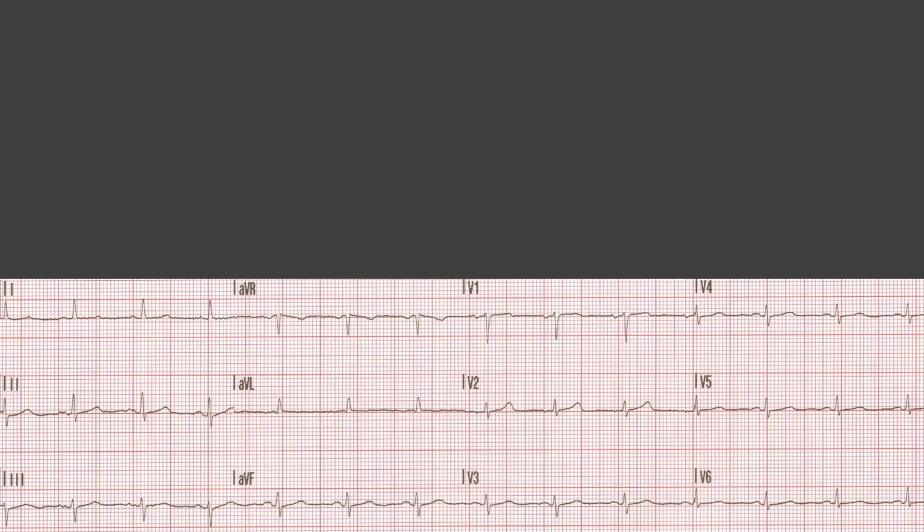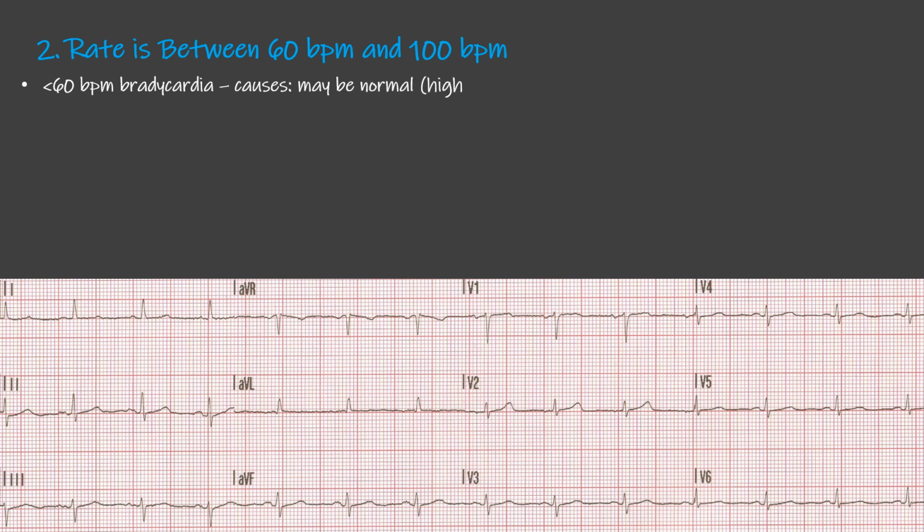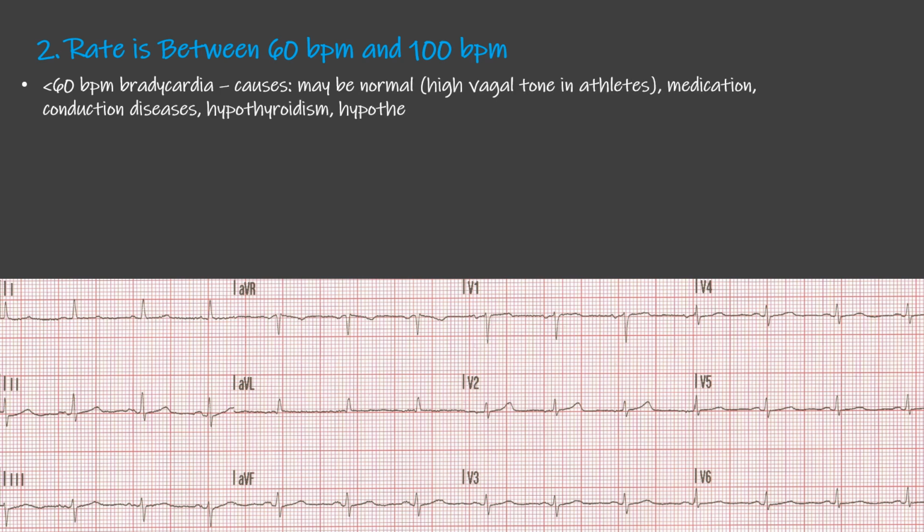Next, we're going to make sure that the heart rate is between 60 and 100 beats per minute. Anything less than 60 beats per minute is bradycardia. Now this may be normal for the patient, for example athletes with high vagal tone, but this can also be a side effect of medications such as beta blockers and calcium channel blockers. It can be a sign of conduction disease such as second or third degree heart block or SA node dysfunction. And you can also see bradycardia in patients with hypothyroidism, hypothermia, and electrolyte disturbances such as severe hyperkalemia.